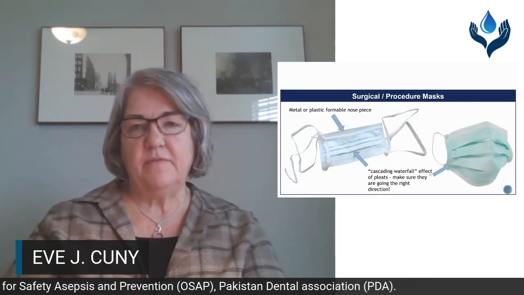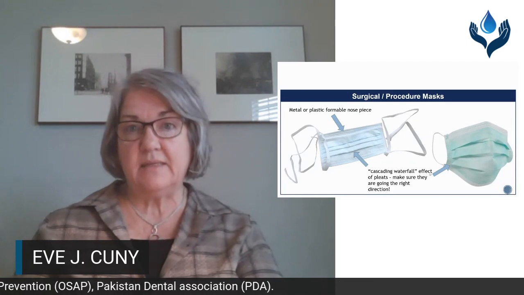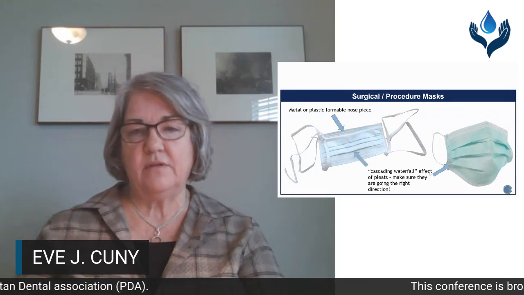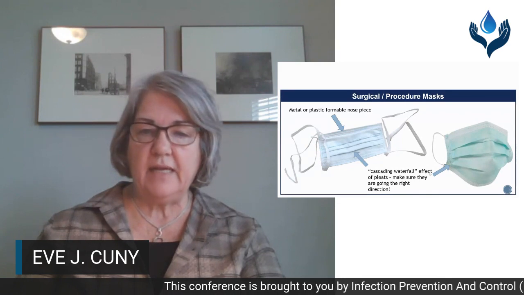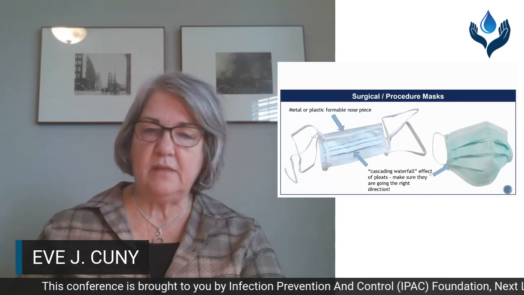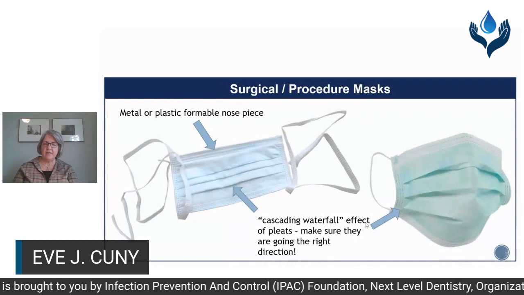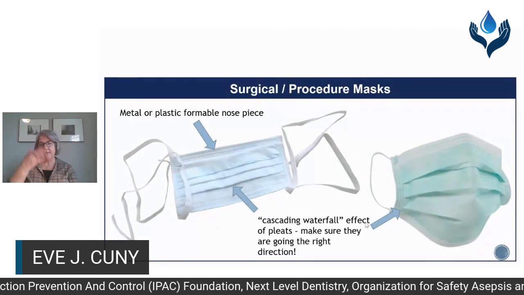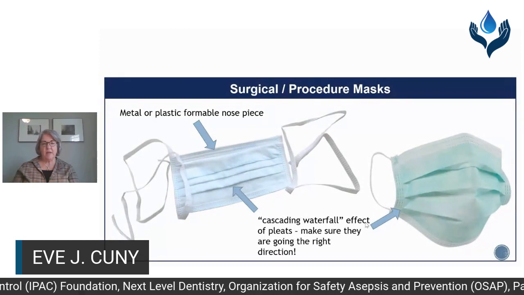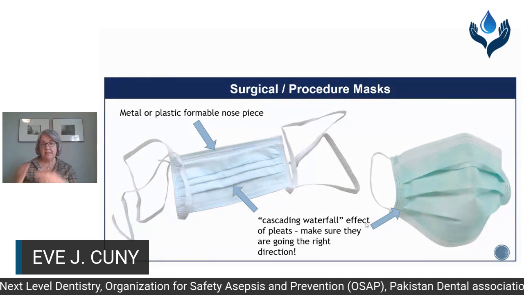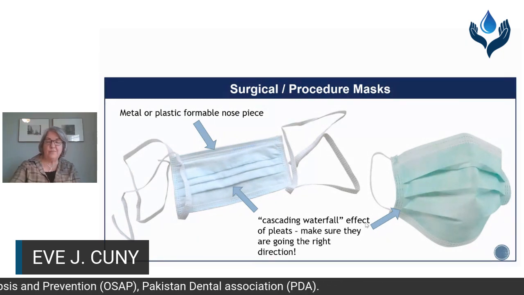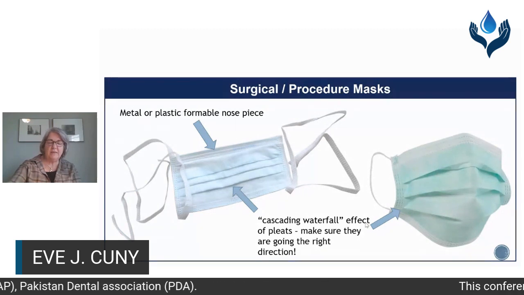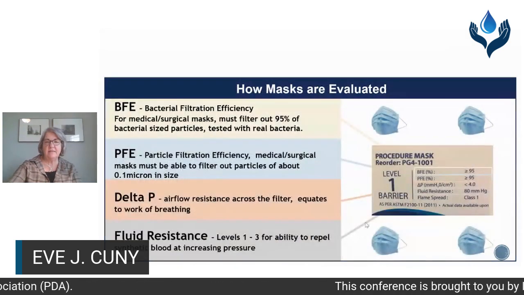So talking about some of these masks that we wear, there's certainly surgical or procedure masks. These have pleats in them that look like kind of a cascading waterfall effect, so you make sure that that's going downwards. A lot of them have a plastic formable nose piece that helps make a seal over the bridge of your nose to help keep the air from escaping and creating a fogging of the glasses.